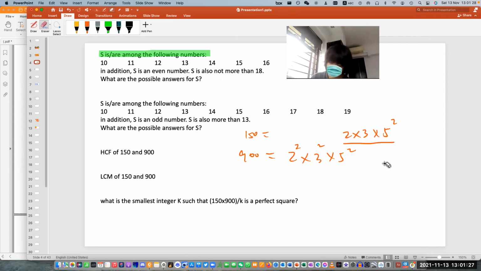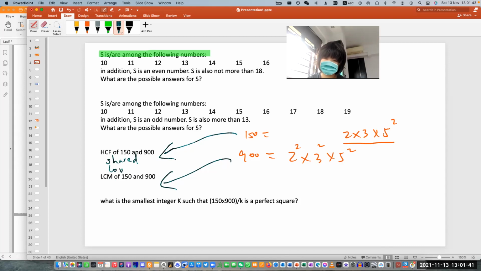Okay, so you have this prime factorization for 900 and then prime factorization for 150. Oh, by the way, you need to show the working for this HCF and you need to show the working for LCM. So to find out HCF, it must be shared and then lowest power, right? And then you multiply together. So shared is 2, 3, 5. They share 2, 3, and 5, and then you multiply them together, and then you pick the lowest power. Between 1 and 2, you pick 1. Between 1 and 2, you pick 1. Between 2 and 2, you pick 2. Yeah, so this is the answer.